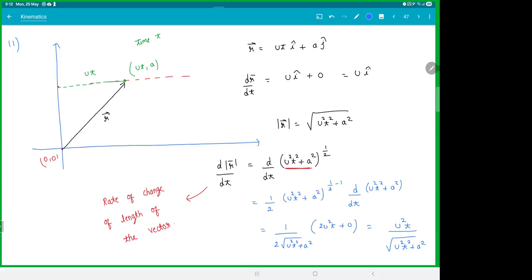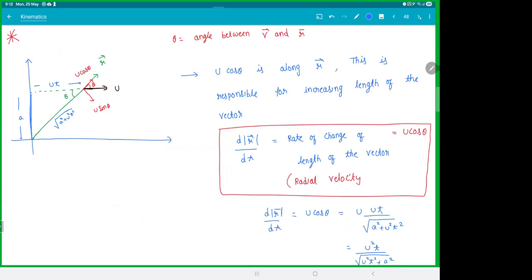Did you see we got the same thing? With all the differentiation, we got that. But the problem with the differentiation, right, we really didn't understand what it is even trying to say. But once you actually resolve the components, you will realize that u cos theta is actually d mod r by dt. That u cos theta is responsible for increasing the length of the vector. Is that clear, everyone?